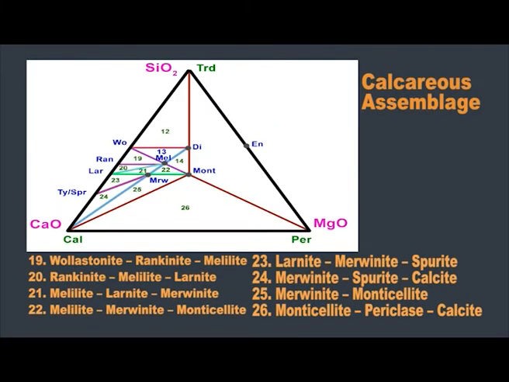19, wollastonite, rankinite, melilite. 20, rankinite, melilite, larnite. 21, melilite, larnite, merwinite. 22, melilite, merwinite, monticellite. 23, larnite, merwinite, spurrite. 24, merwinite, spurrite, calcite. 25, merwinite, monticellite. 26, monticellite, periclase, calcite.